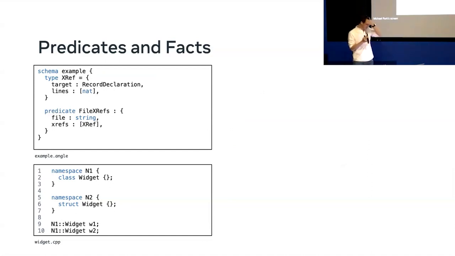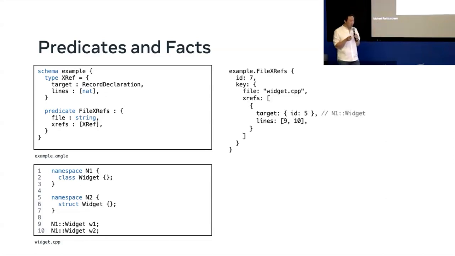This is probably going to be the last iteration of where we go through this example. So xref is going to be two parts. One is the target that we're pointing to, and lines is going to be where those references are coming from. Okay, and file xrefs is going to be a file and then an array of those xrefs. So the square brackets there mean array in Angle, just a list of stuff, right? And so we're going to collect all of these xrefs from a single file and store that into file xrefs.